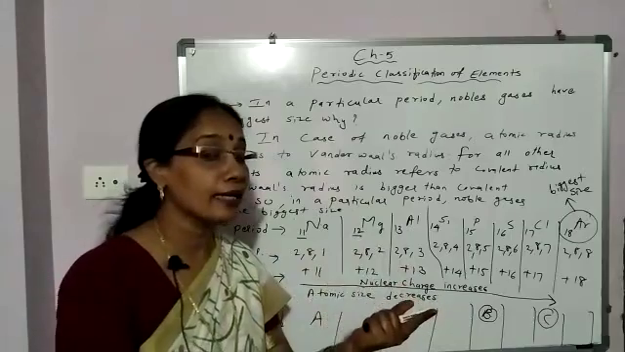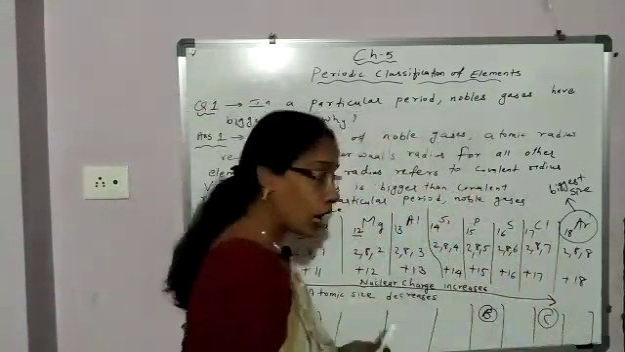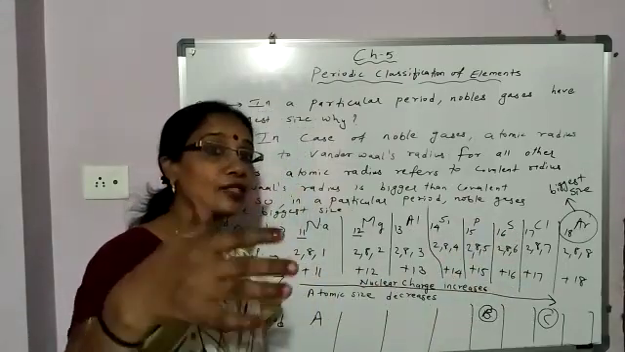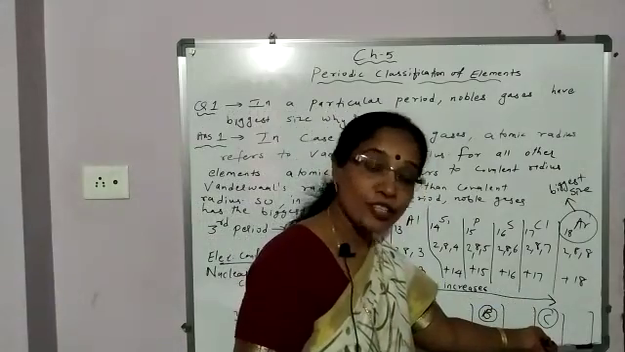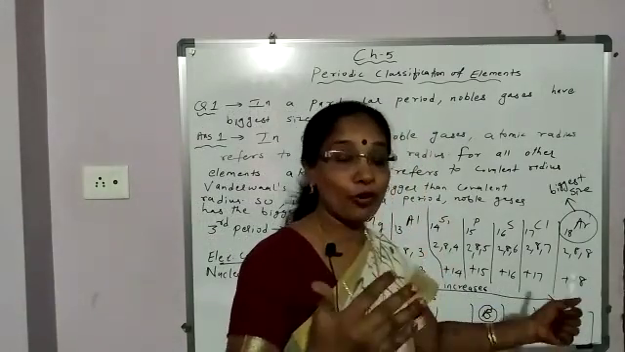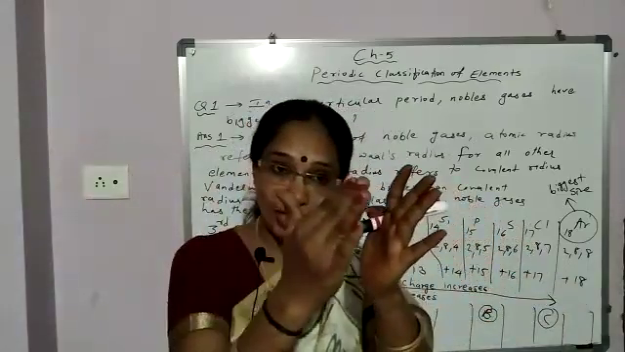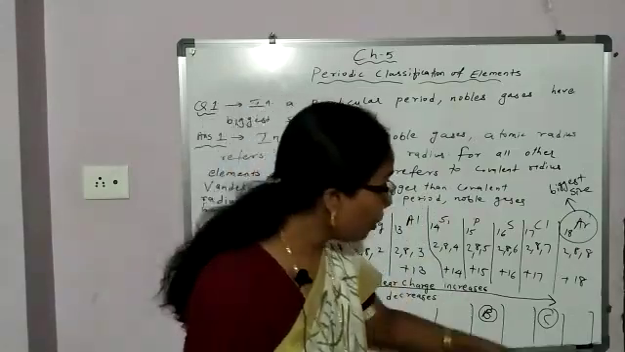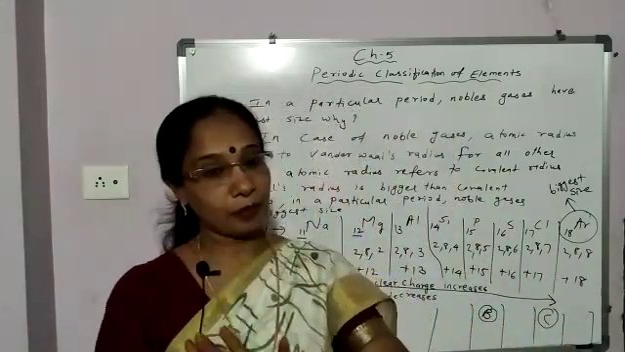Now why? Again the reason: because nuclear charge is more. Out of A, B and C, whose nuclear charge is more? C has. The nuclear charge of C is more. So the force of attraction between the nucleus and the electrons in the outermost shell increases. So size decreases. So element C has the smallest size.